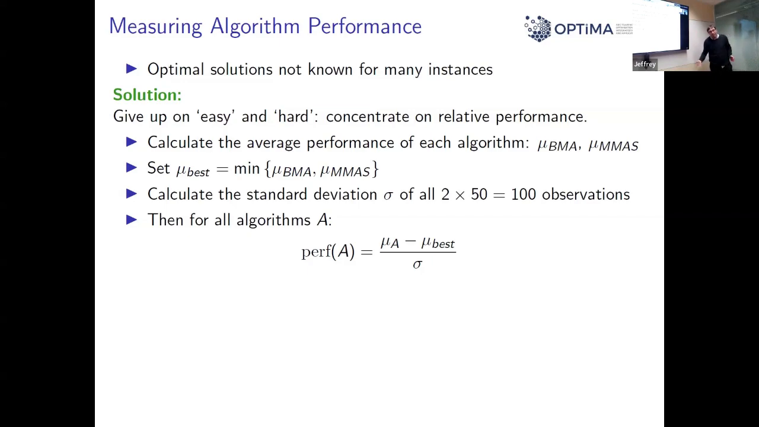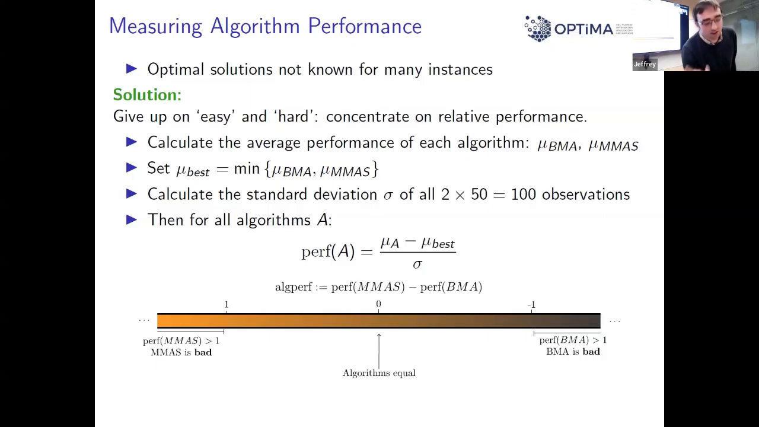Now, with this method, the best algorithm is always going to get a performance rating of 0. If the other algorithm is very close, then its performance rating will be slightly greater than 0. If it's bad, it will be quite a bit greater than 0. The threshold we've set is just one standard deviation of these 100 observations. If you're that much worse on average, then the algorithm is bad.